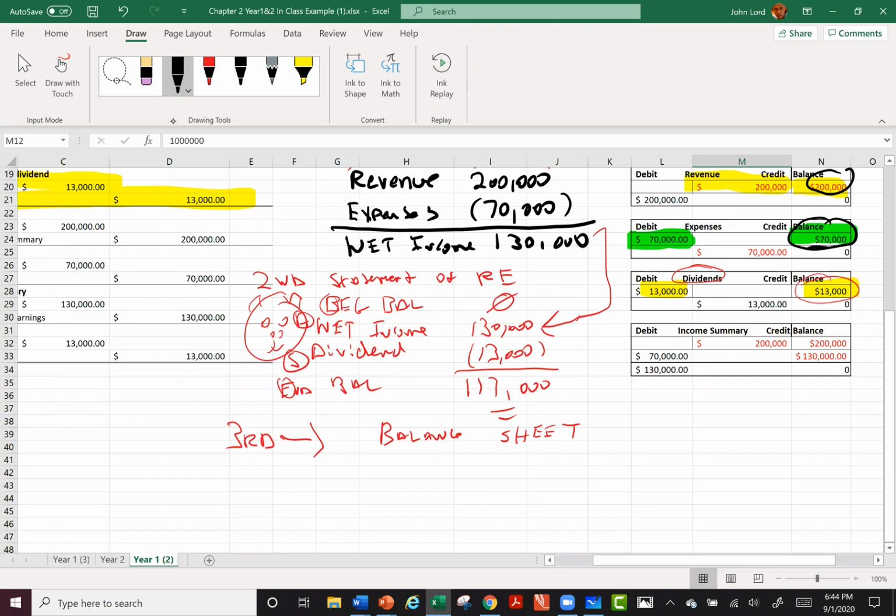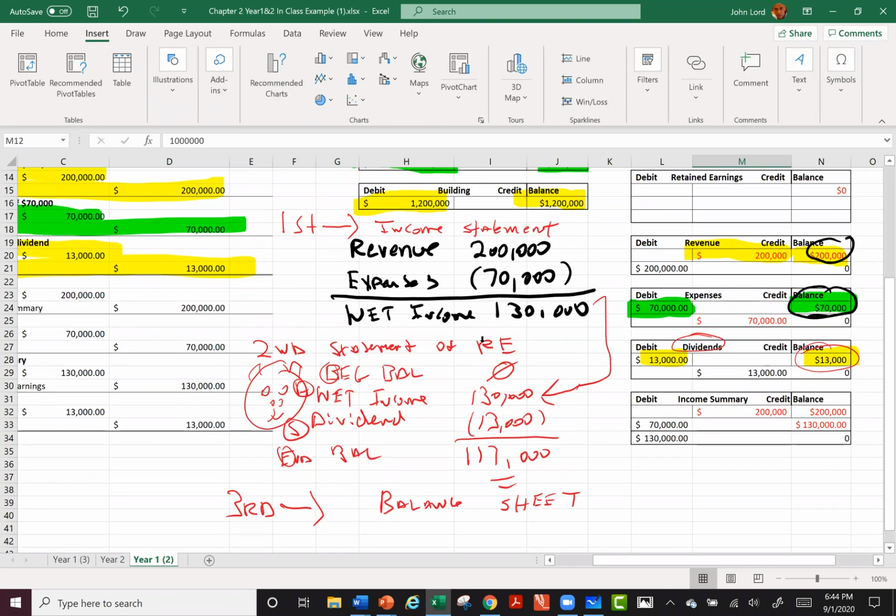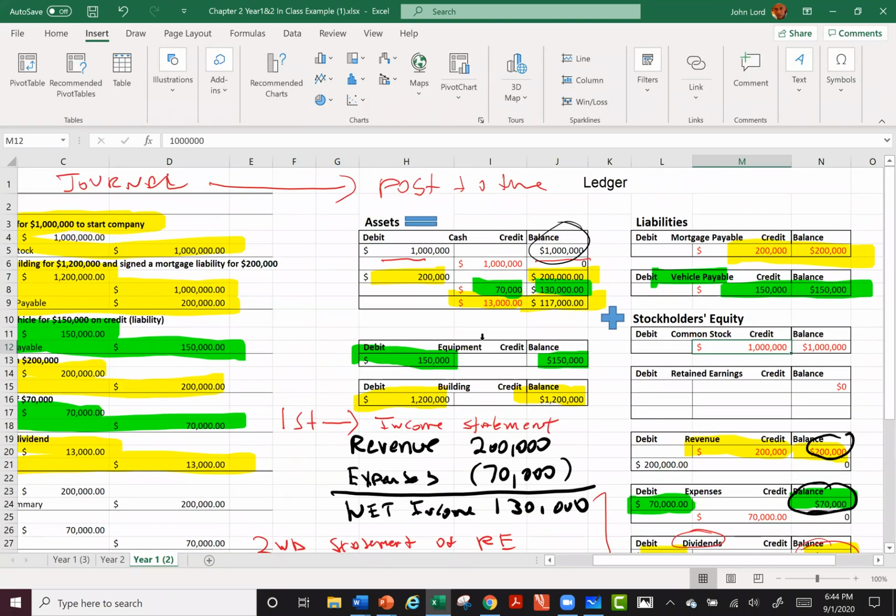So balance sheet, why do they call it the balance sheet? Because it needs to balance. Assets equal liabilities plus stockholders equity. They call it the balance sheet because it balances. What balances? Assets equal liabilities plus stockholders equity, right? So what appears on the balance sheet? Assets, liabilities, and stockholders equity, right?